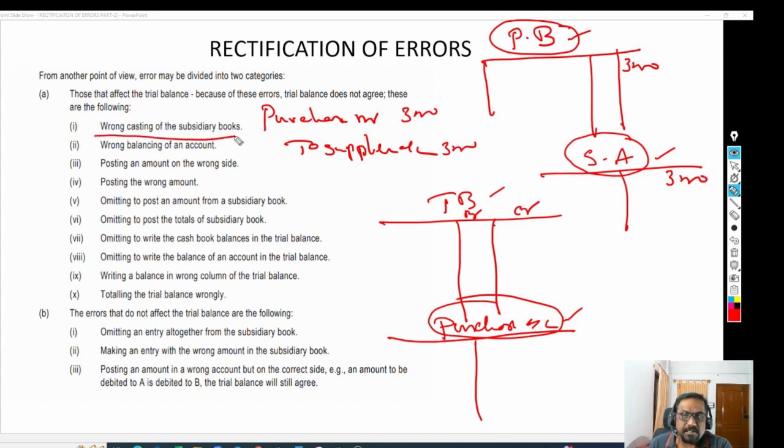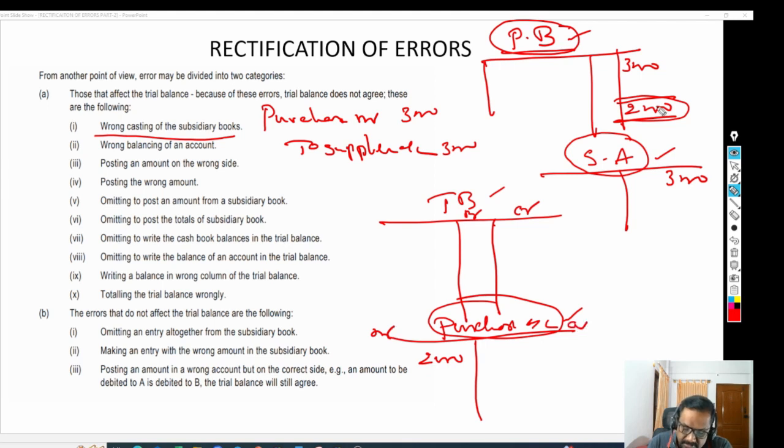Now, what did they say here? Wrong casting of the subsidiary books. Purchase book is a subsidiary book. I totaled here. See, here I took only one example. Let us say there are some 10 to 15 or 100 transactions in this. I totaled this as 2,000 by mistake. Actually, the total should be 3,000, right? In the purchase book, but I totaled this as 2,000. So then what will happen? This 2,000 will go to the purchase account. Here, on the debit side, it will come.